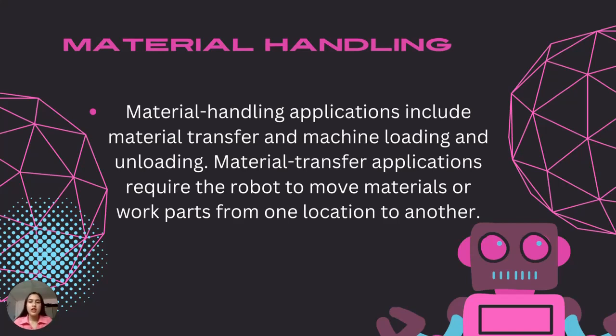Machine loading and unloading operations utilize a robot to load and unload parts at a production machine. This requires the robot to be equipped with a gripper that can grasp the part. Usually, the gripper must be designed specifically for the particular part geometry.